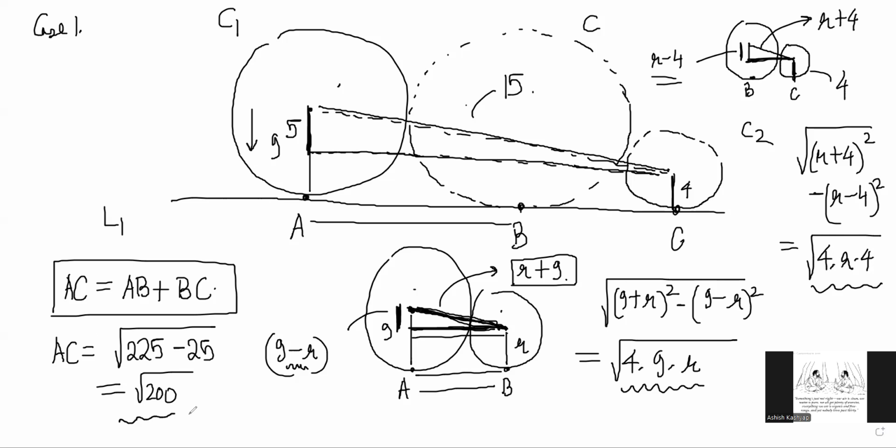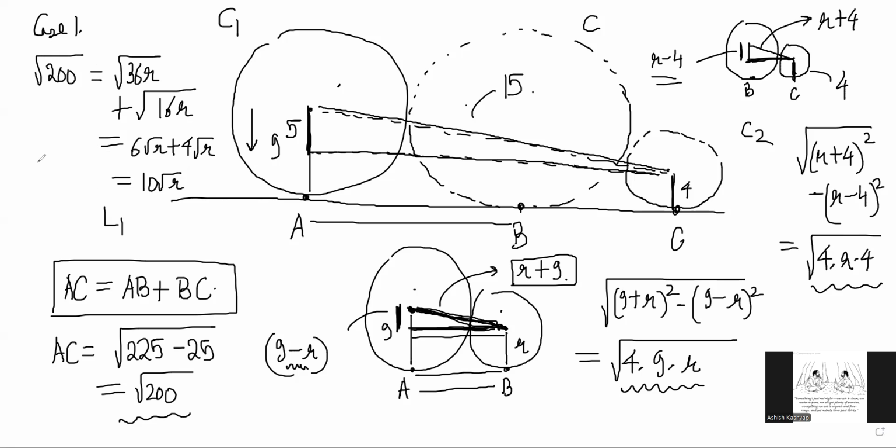And AC was root over 200. We are getting root over 200 is equal to root over 36R plus root over 16R. So that is clearly 6 root R plus 4 root R. So that is 10 root R. And on this side you have 10 root 2. So 10 gets cancelled and R is equal to 2. So in this configuration, when the circle C was in the middle and the situation was like this, we are getting the radius of the circle as 2, right? Let's now look at other configurations that are possible.